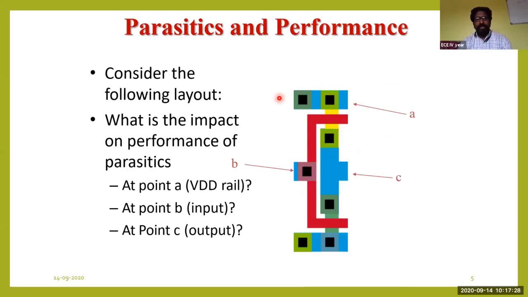So the next one is regarding the parasitics and performance. Whenever we try to draw the layout for any design, basically there are three main parasitics, or unwanted capacitances or resistances, that will be formed. The three main parasitics we are supposed to look into in this layout design are, first, the one formed at the VDD rail, next at the input part, and third at the output part. So these are the main three regions where the parasitics are formed.